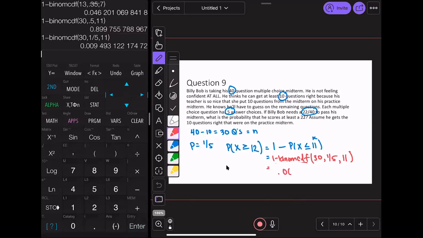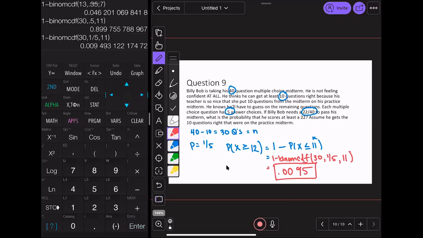So 0.0095 we'll say, which is pretty low, so he probably does not have a very good chance of passing his midterm if he is truly guessing on 30 of the questions.